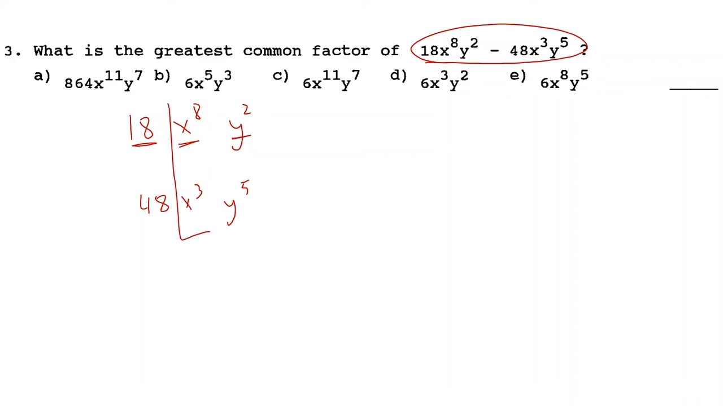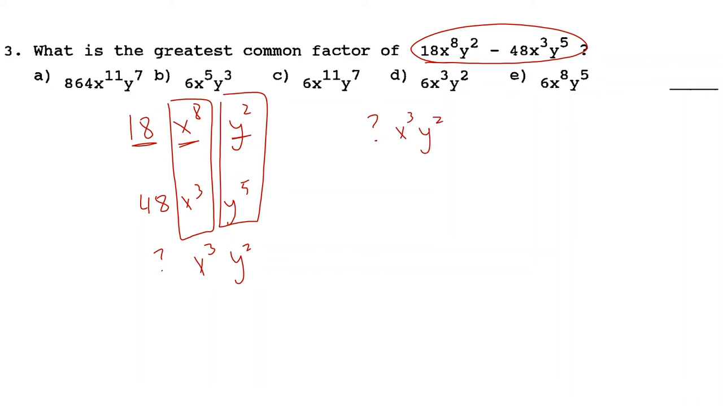So here for the x's, the lowest term is x cubed. For the y's, the lowest term is y squared. For the constant, I don't know yet. So I'm already aware that this is a question mark, x cubed, y squared. So which one is x cubed, y squared? Chances are it is D, but let's just double check.